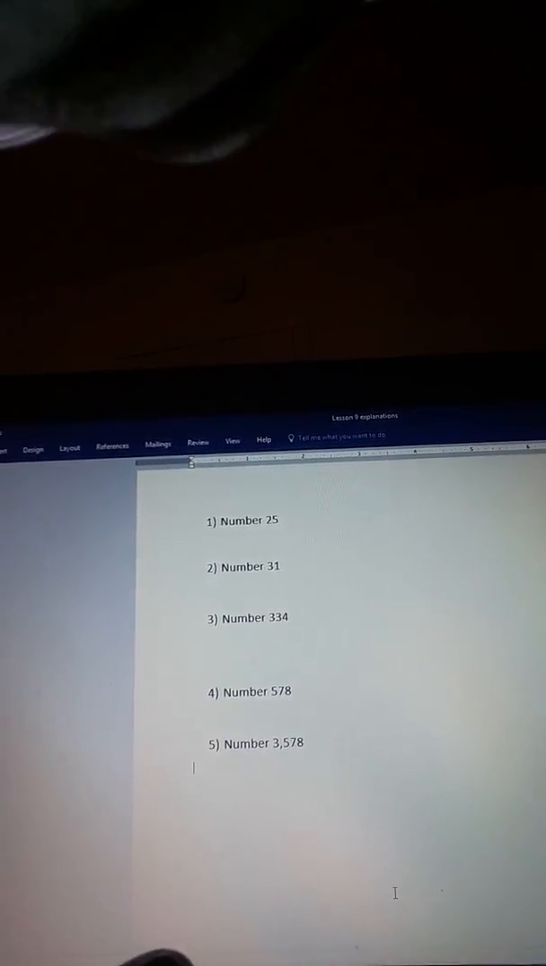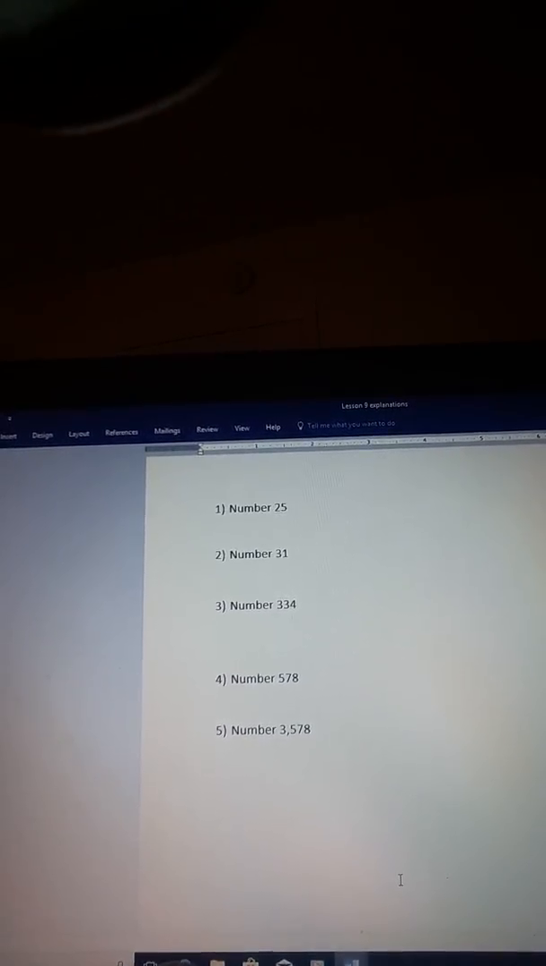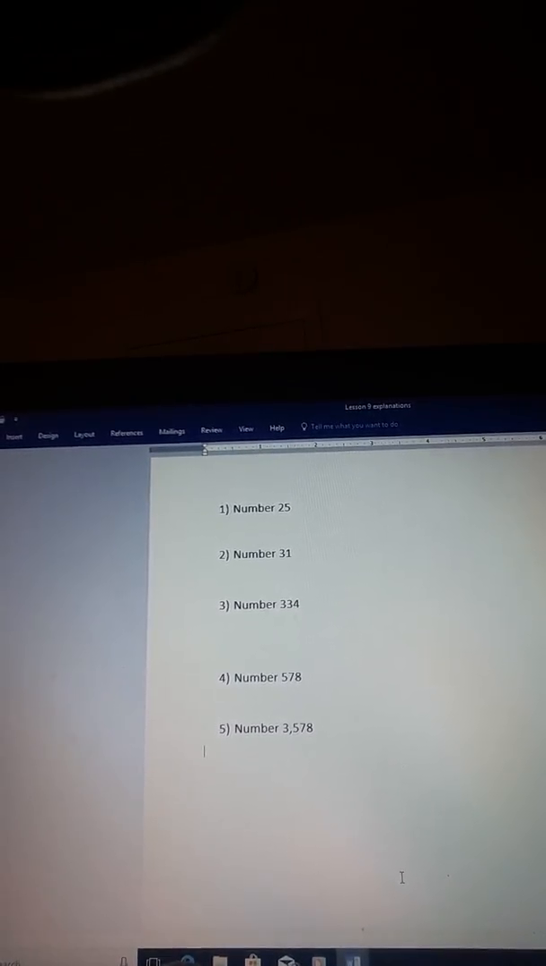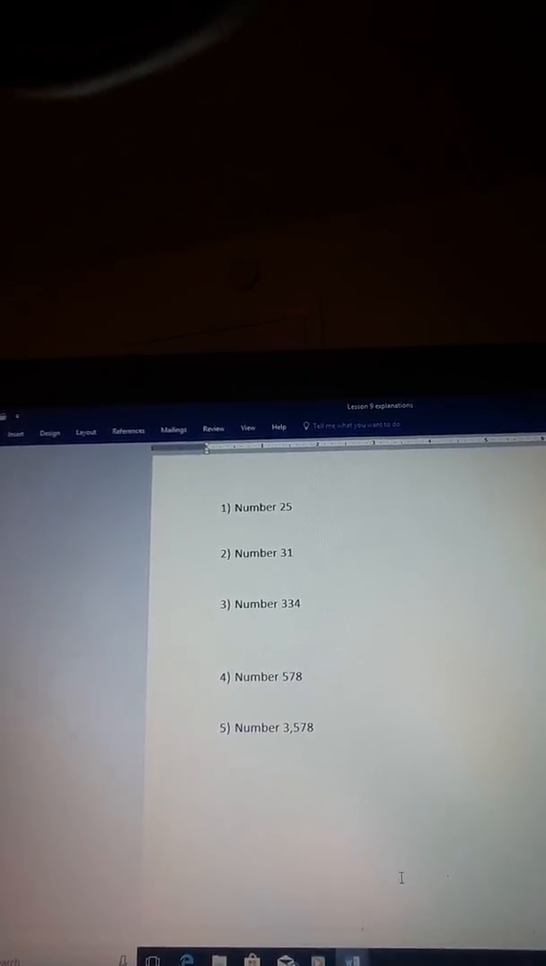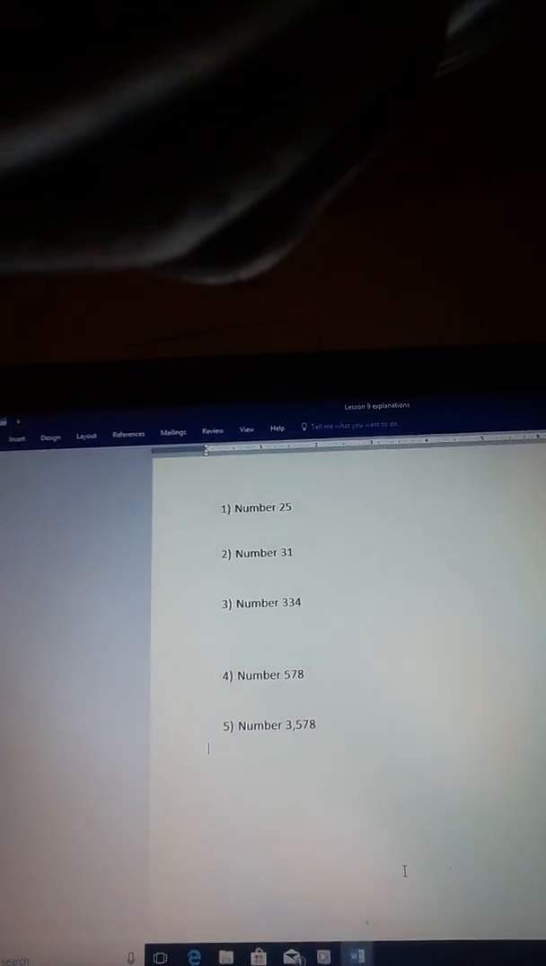So I do have a couple of problems for us to work on, and I'm going to turn our attention now to the board where I've written 5 numbers that we are going to round. Okay, so the first number we have is 25, next 31, 334, 578, and 3,578. I don't want you to let these numbers intimidate you. So what we're going to do is use a number line to round.